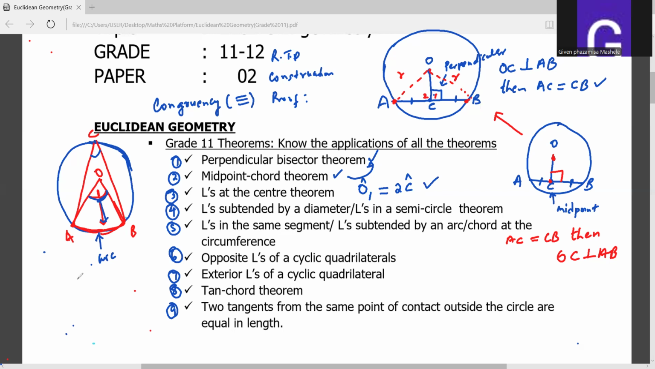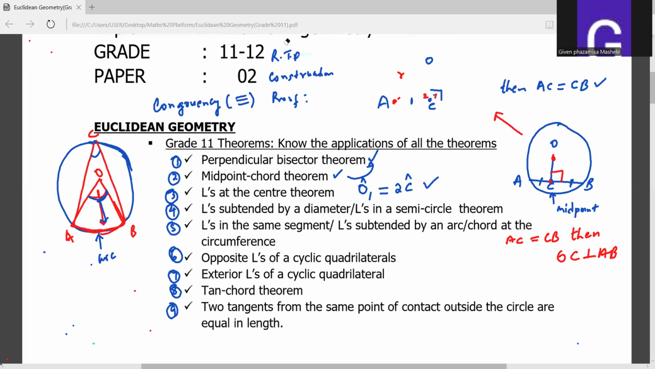Remember, guys, it does not have to be in this format, in this shape. As long as you have two angles, one being at the center and one being at the circumference, and all coming from the same arc, then that angle that is at the center is twice the angle at the circumference. That is according to the angle at the center theorem.